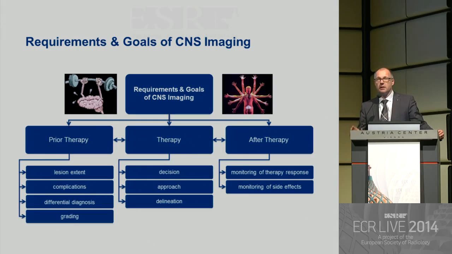What is the differential diagnosis in tumors, for example? Is it a tumor, yes or no? What kind of tumor? What is the grading? How should we treat? Because then around the therapy, we are faced again with a lot of questions. And those are, for example, about the treatment decision. If you're talking about surgeons, the approach, what is the best way to reach a lesion, or also in vascular interventions, how can we approach this?